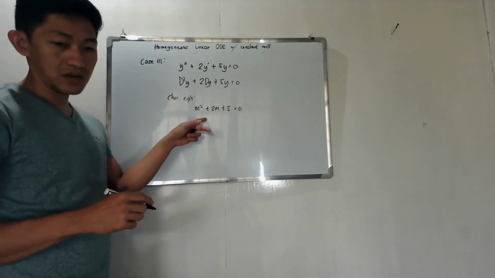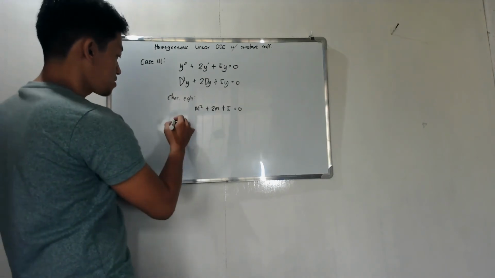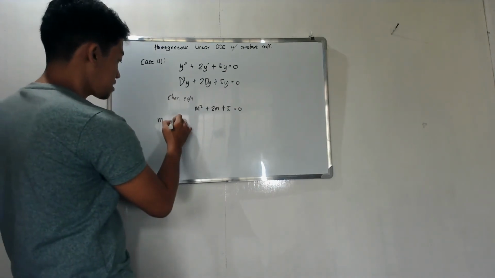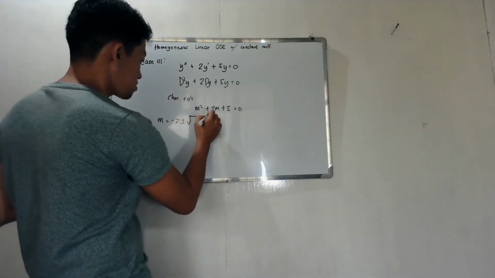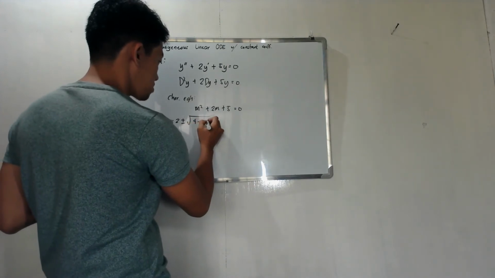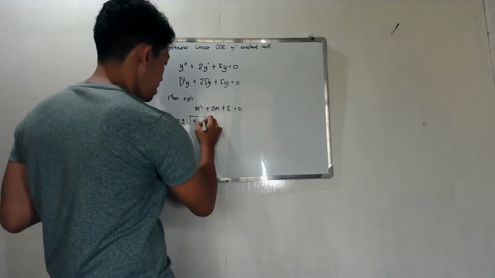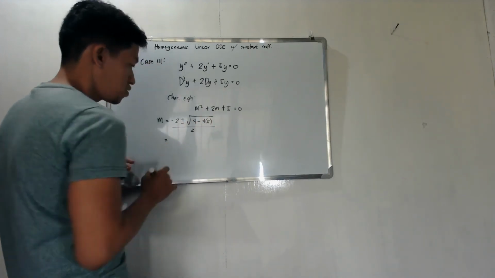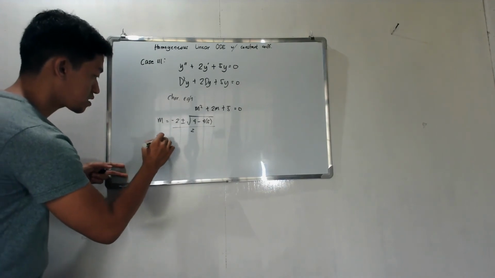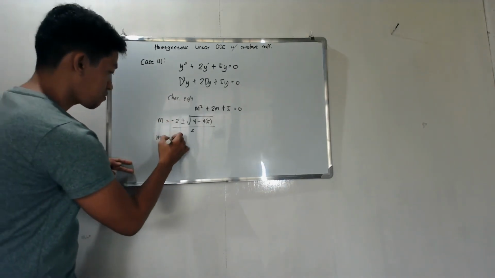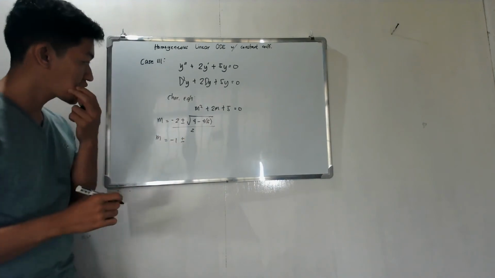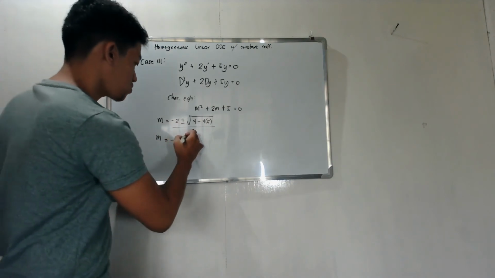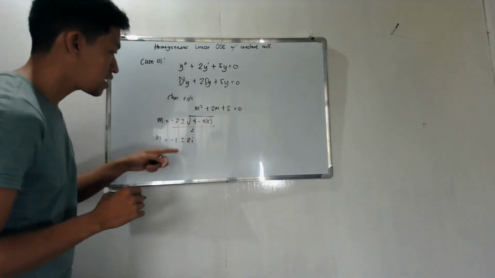And then, how do you get the root of this one? You can't factor this, so you will apply the quadratic equation. So you have negative 2 plus minus square root of 4 minus 4 times 5 over 2. Okay, so your root now is negative 2 divided by 2 is negative 1, plus minus square root of 4 minus 20, which is 16. The square root of 16 is 4, divided by 2 is 2i. Okay? Because that is negative.